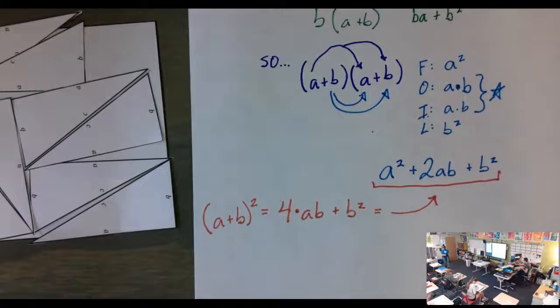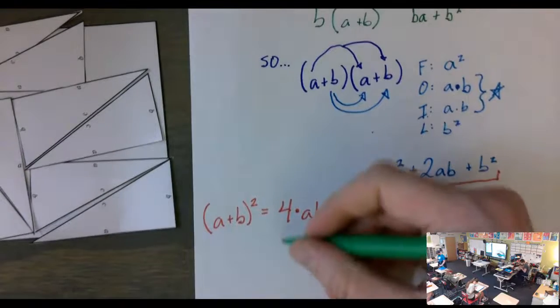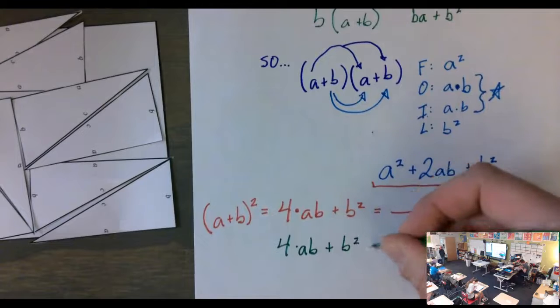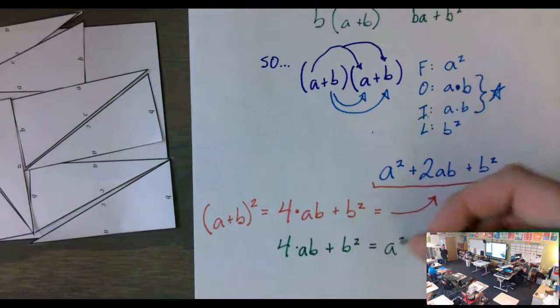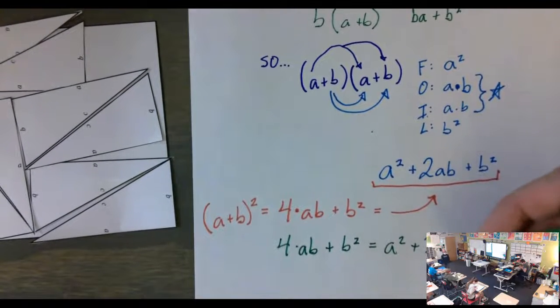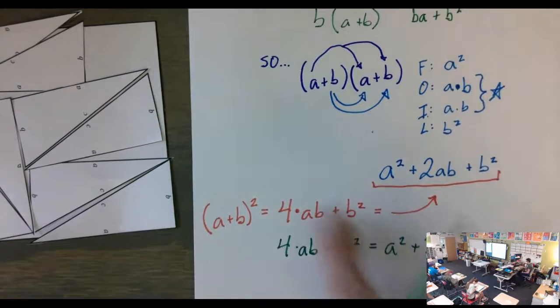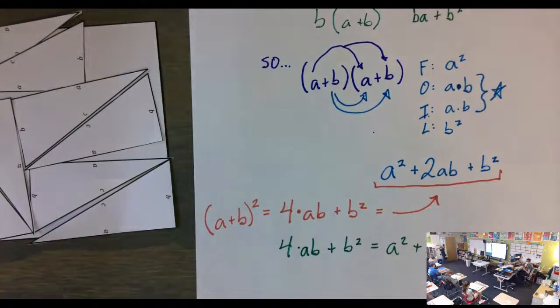I'm going to rewrite this in a different color. So we're saying 4AB plus B squared equals A squared plus 2AB plus B squared. Isn't that what you just wrote? Yes, but in the same color now. What could I do to both sides of this? Take away AB. Solve it! Well, okay, but how? What could I do? Okay. Simplify. How? Math.